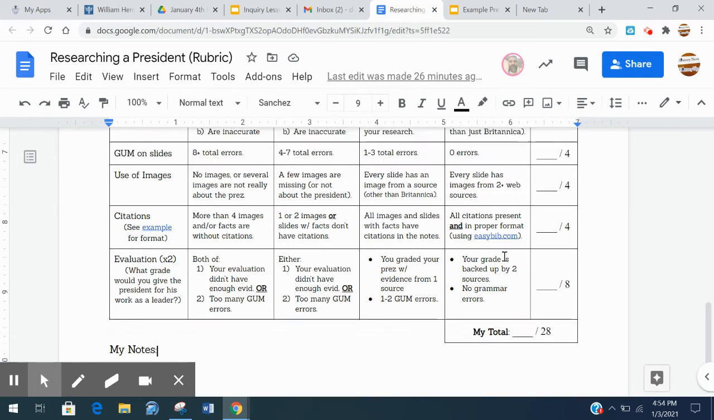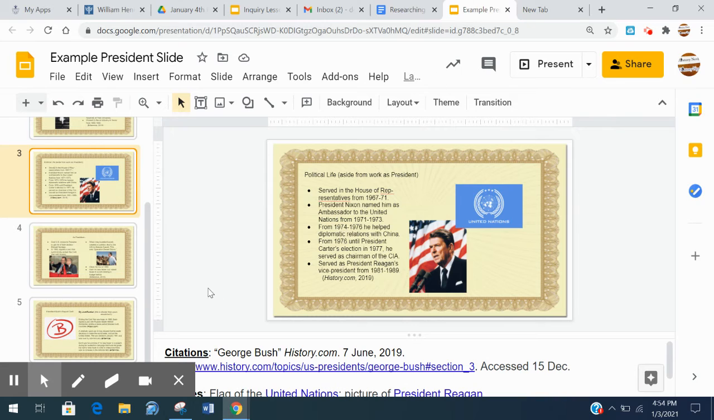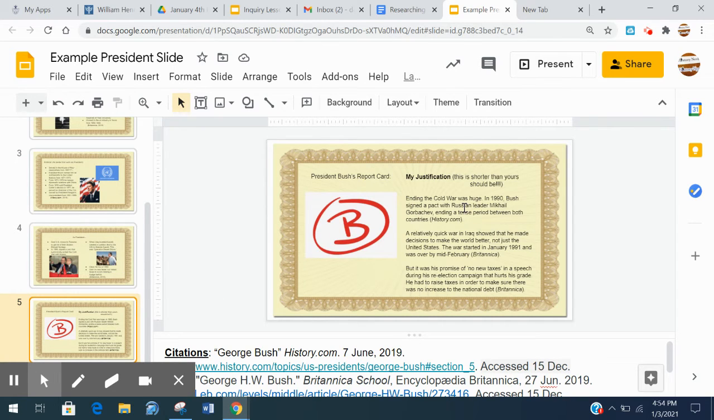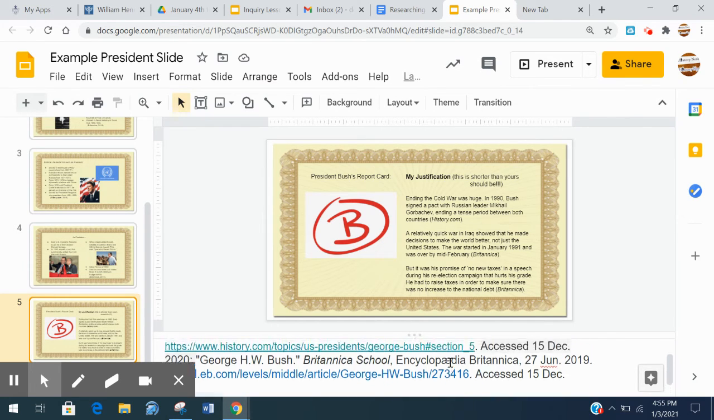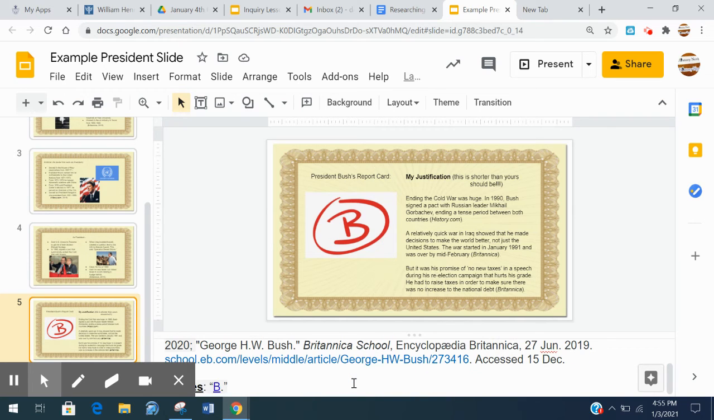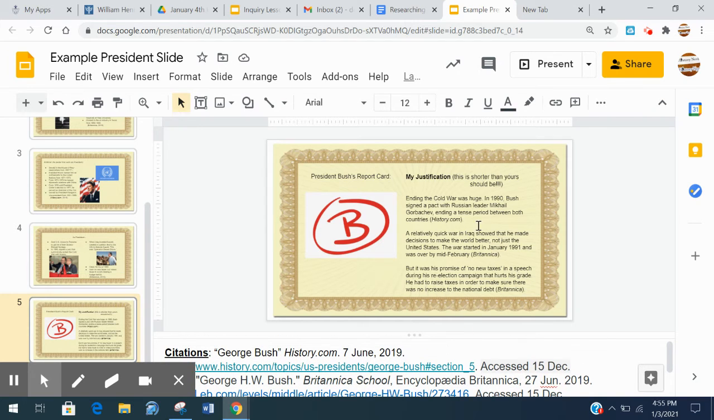So just by saying that, for instance, let's see here. I said that he ended the Cold War. He also had a war in Iraq and his promise of no new taxes. So this is 3 big things that he did. And like I said, this is shorter. Yours should probably be a couple pages long in order to justify what it is that you're doing. And all of this came from just one source, which is history.com. I'm sorry, I did have 2 sources in here. I have history.com and Encyclopedia Britannica. So I do have my 2 sources here.